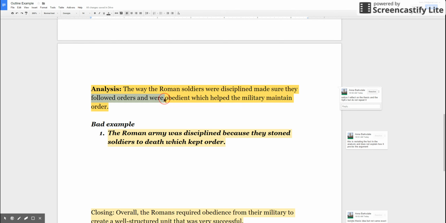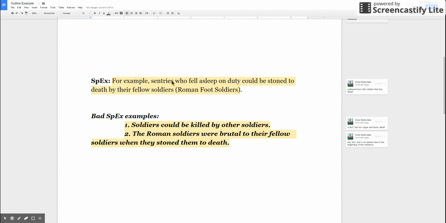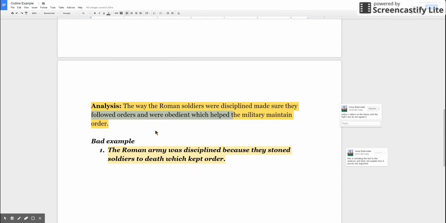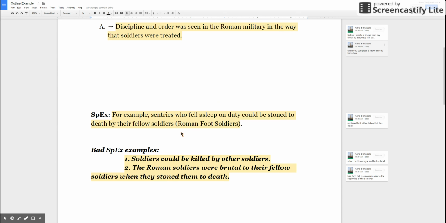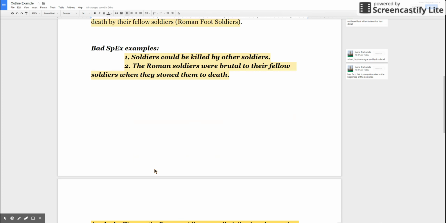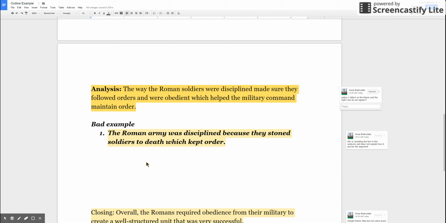By putting in this middle chunk right here, this is where I'm proving the point. I used words from my thesis, discipline, order, Roman soldiers, but by putting in making sure they followed orders, which is they shouldn't fall asleep on duty, and it made sure that they were obedient, which helped the military, you could say command if you wanted, maybe I would add those words in, maintain order. And that goes back to prove the thesis. If you fell asleep on duty, you were stoned. Soldiers are going to make darn sure that they don't fall asleep on duty. And that's how I proved it with my analysis statement. So please be careful tomorrow. Do not repeat your specs words. I don't want to hear it over and over again.